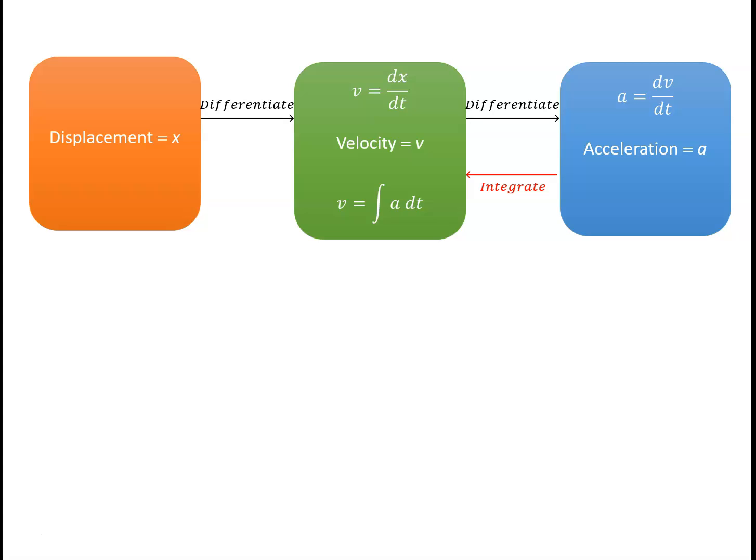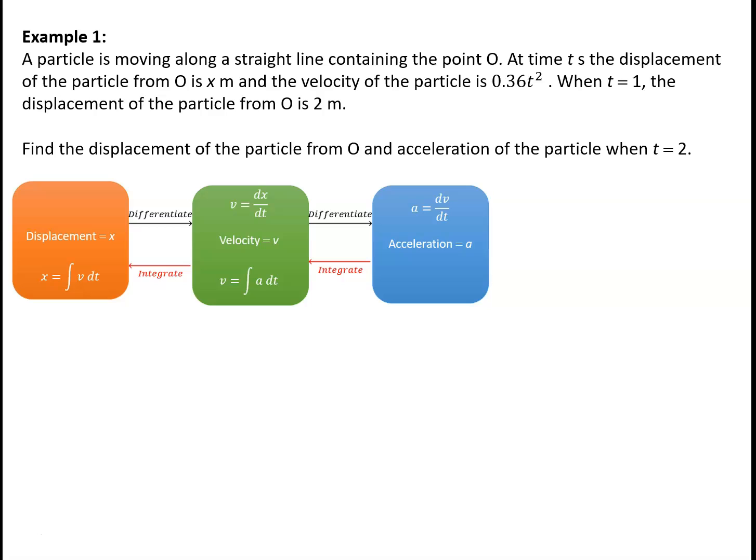Similarly, if I want to move from velocity to displacement, then I'm going to have to integrate the velocity. So to move from velocity to displacement, I need to integrate. So I've got x is the integral of v, and again we've got the issue that there will be a constant of integration that needs to be found. So let's have a look at this in terms of a couple of examples.